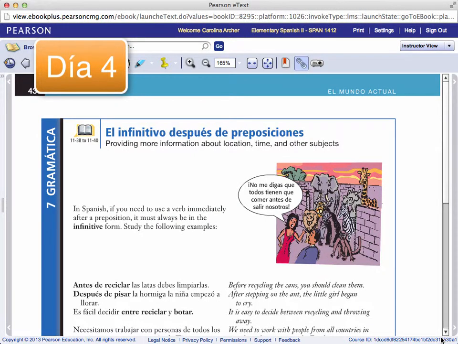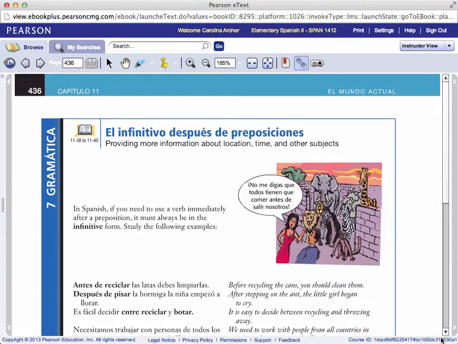Muy bien, vamos a comenzar el día número 4. We're going to do a review of the usage of the infinitive after prepositions. Okay, in Spanish, every time you have a verb that immediately follows a preposition, it must always be in the infinitive form. Okay. So infinitive is going to be a verb that ends in ar, in er, or in ir, okay? So let's look at the examples here.